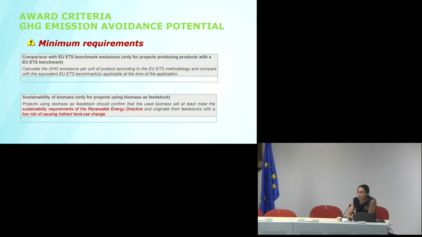So this is one minimum requirement, and there is a space here to explain the calculation and to do the comparison. The other minimum requirement is to do with projects which use biomass as feedstock. So those projects will have to demonstrate through explaining their procurement strategy, for example, how they will meet at least the sustainability requirements of the Renewable Energy Directive on one hand, and how they will demonstrate that the feedstocks will have low risk of causing indirect land use change.